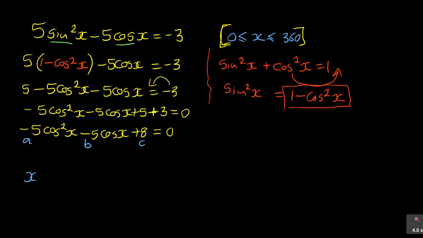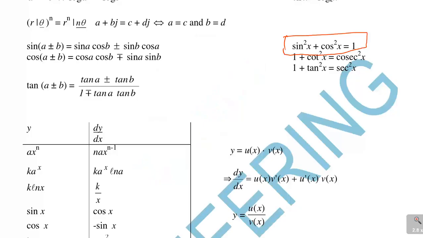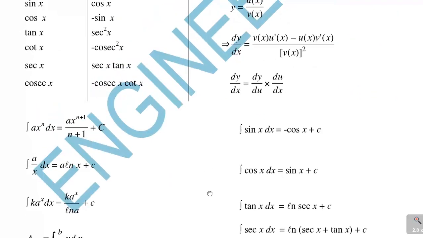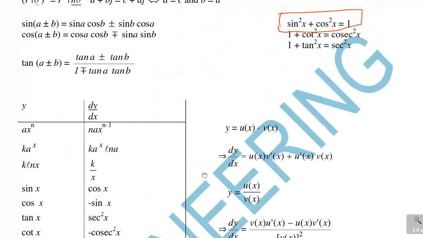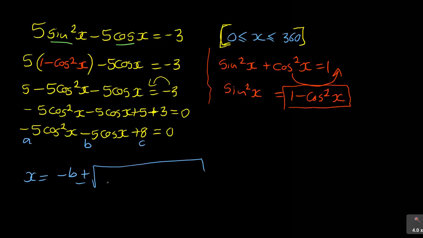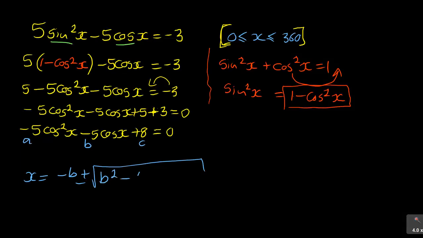Remember, it's a quadratic in cos x, and 8. The quadratic formula: x is equal to minus b plus or minus the square root. Let me just check if they give you the quadratic formula on this formula sheet, because you need to know it. So guys, there is no quadratic formula here. You need to know it by heart at this stage. So it's minus b plus or minus the square root of b squared minus 4ac, all over 2a.